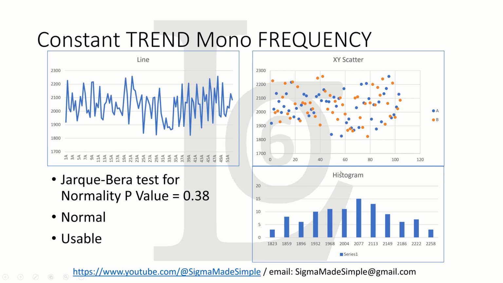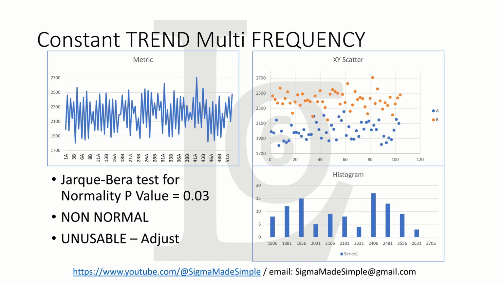The JB or Jarque-Bera test for normality p-value is 0.38, which is greater than 0.05, so the data is normal. So far, so good. But this does not mean that the data can be used. We must look for any data that has attributable cause that may inflate your standard deviation and move your mean. We'll show you that a little bit later.